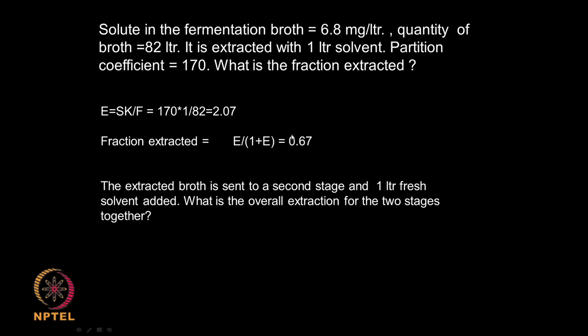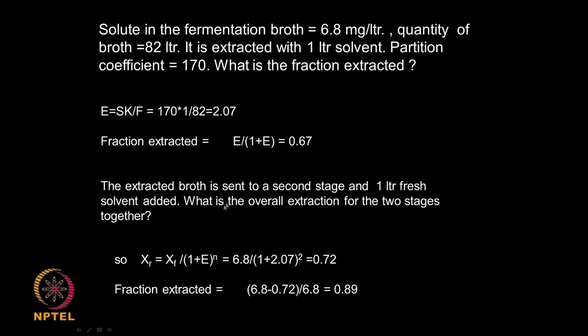Now, I am sending it to another stage, and again I am adding 1 liter fresh solvent. So, how much is extracted? Now I have two stages, adding 1 liter in the first stage and 1 liter in the second. So, I can use the previous formula. If you remember, XR is equal to XF divided by 1 plus E to the power n, here n is 2. So, I can use that formula, right. XR is equal to XF divided by (1 plus E) squared.